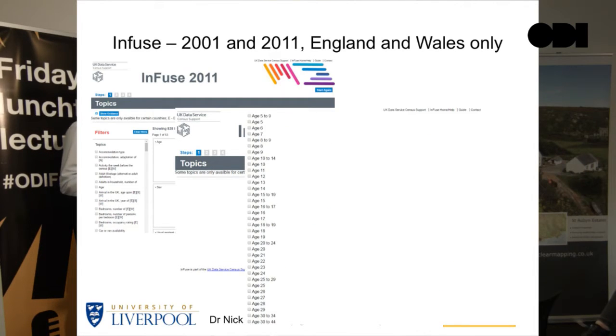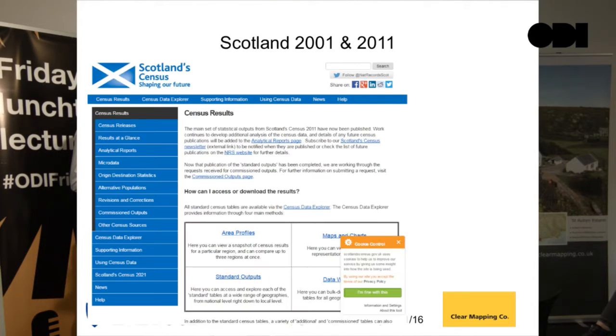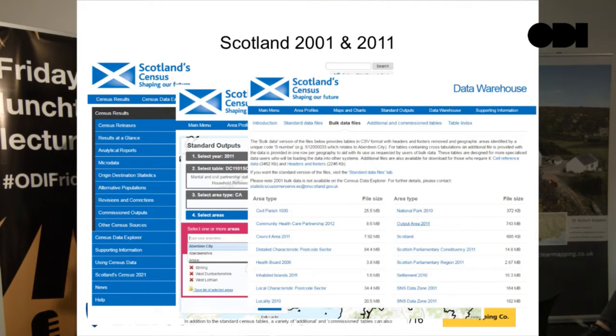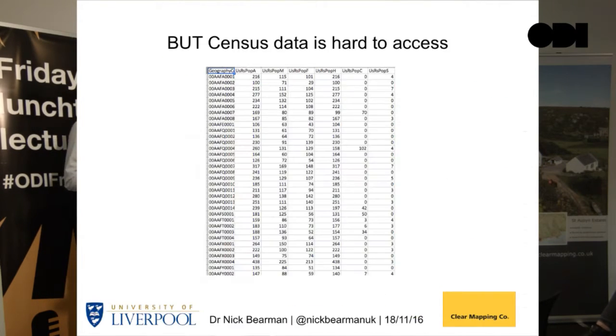Scotland does their census data slightly differently. They've got a separate website for 2001 and 2011. They do have quite a nice map, which you can do stuff with, which is great. But equally, you often end up scrolling through long lists of data to select what you need. And ultimately, you often end up with an Excel spreadsheet, so a table of numbers, really.